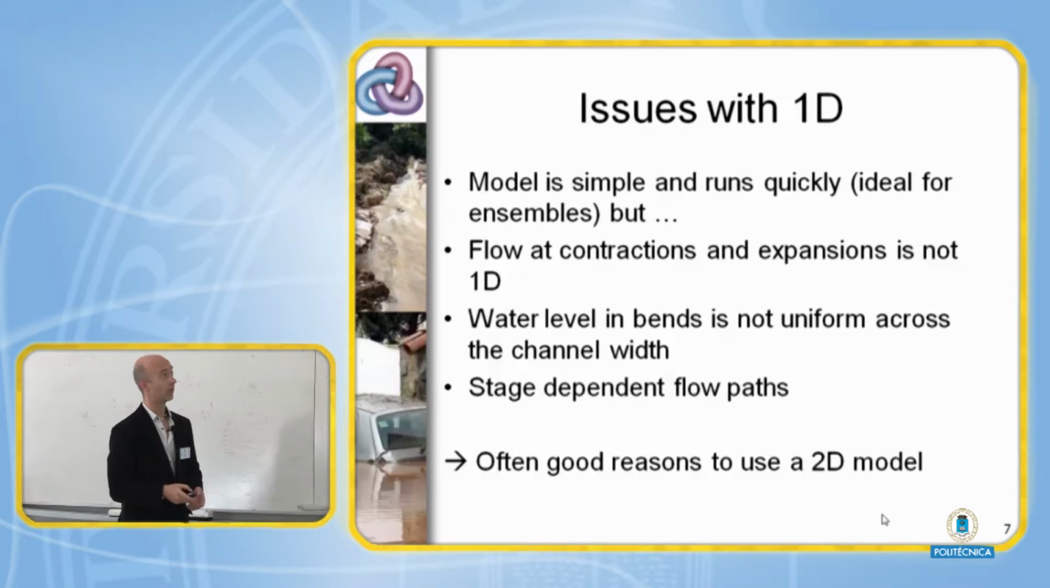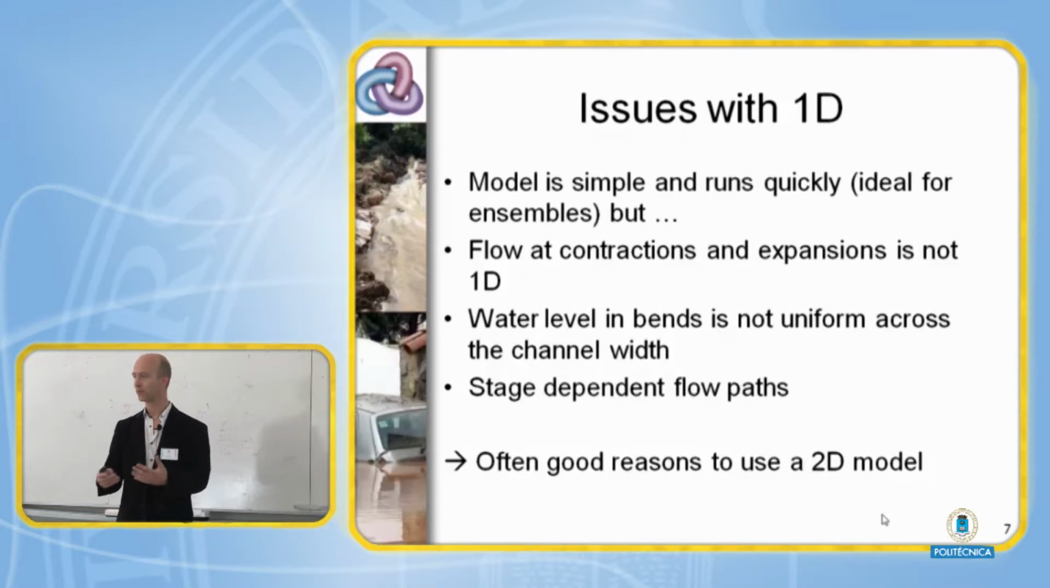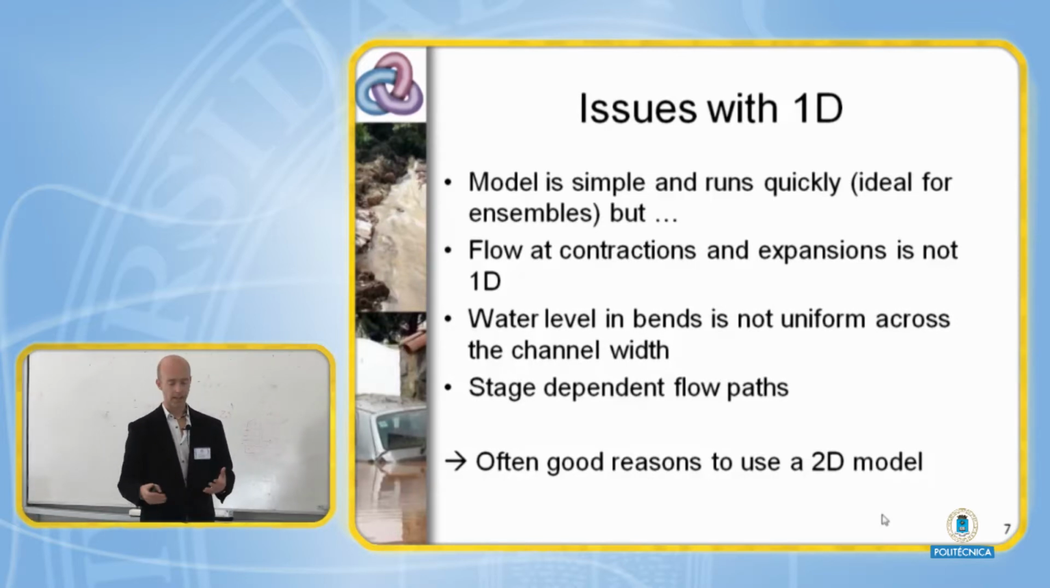All kinds of elements like flow contractions and expansions don't give a one-dimensional flow pattern in a river, so the model does not accurately represent all the physical phenomena that occur in the real river.